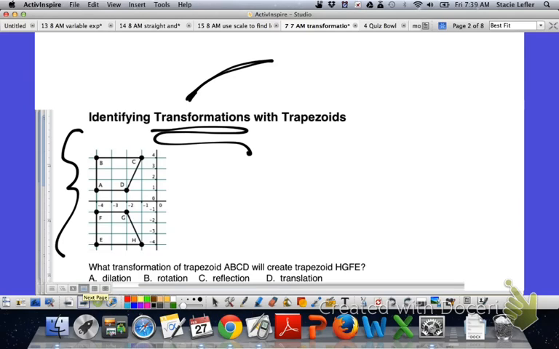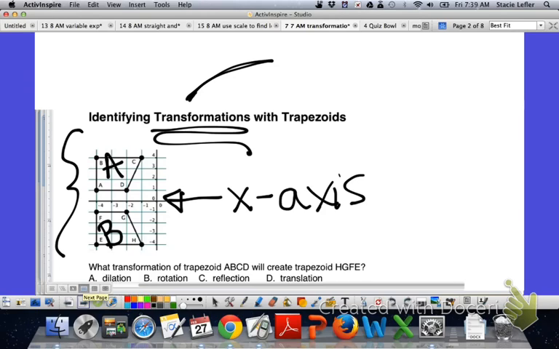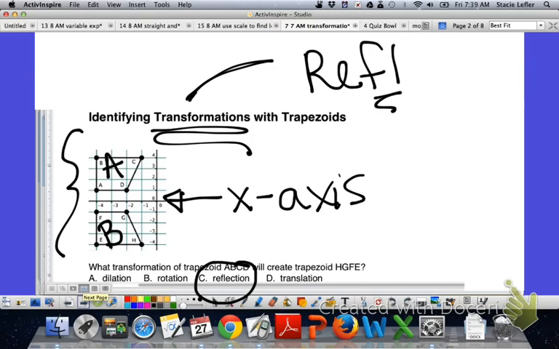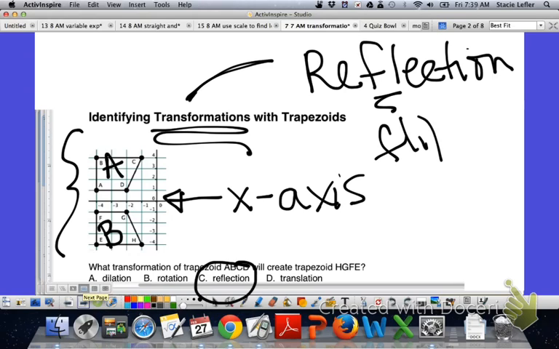So what happened to this? If we look at trapezoid A and how it changed to trapezoid B, what happened? Well, it looks like it just flipped right over that x-axis here. And a flip would be called a reflection. One way of remembering that is it's got the FL in it, reflection, and that's just like the word flip.